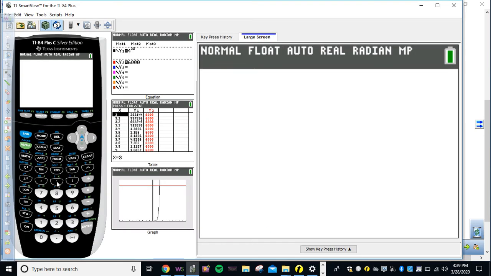So we're going to do parentheses, negative 4 squared minus 4 times 1 times negative 21. So I like to do that.